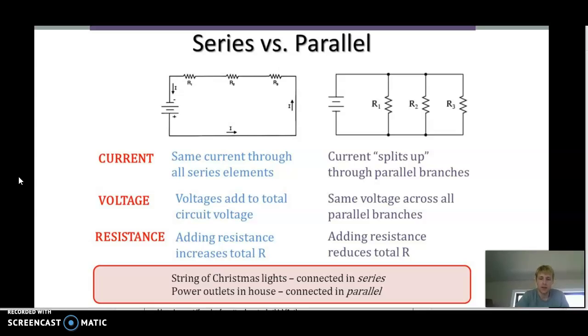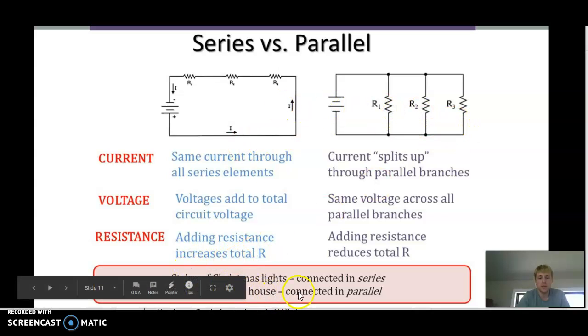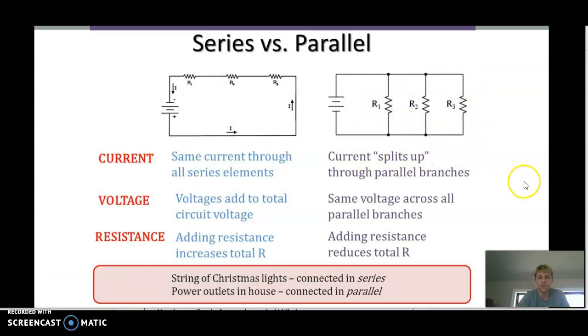And adding more resistors to this circuit will actually reduce your total resistance, which is kind of weird to think about, but think about it. The more paths you have to follow, the less resistance there will be because there will be more ways to go through the particular circuit. So there you have it. The power outlets in your house are connected in parallel to take advantage of this very fact.